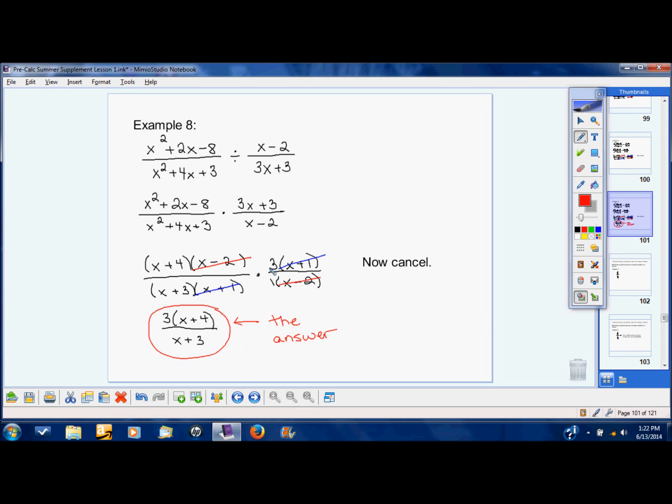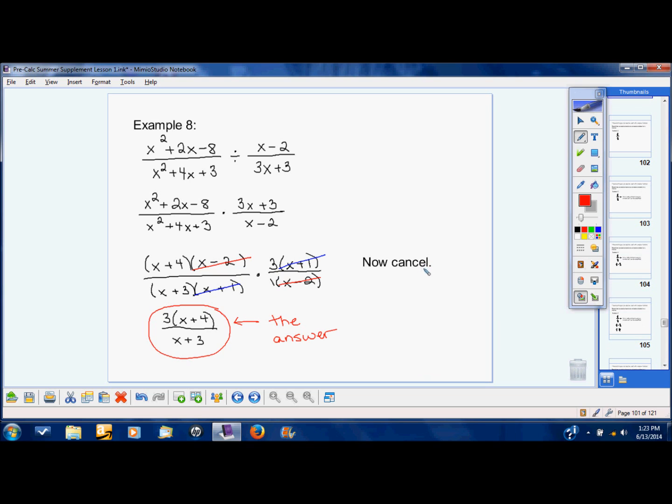So the answer comes by taking what's left over. What's left in the numerator is a 3 and an x plus 4. Now if you do have a regular number, that should always go before any kind of binomial or trinomial or polynomial that may be left over. 1 times anything is itself, and remember, I don't have to put those parentheses in because the fraction bar is its own grouping symbol, and that's important for you guys to remember.